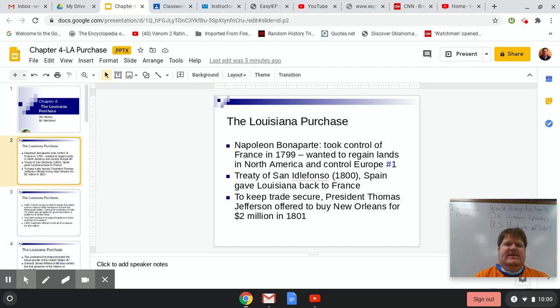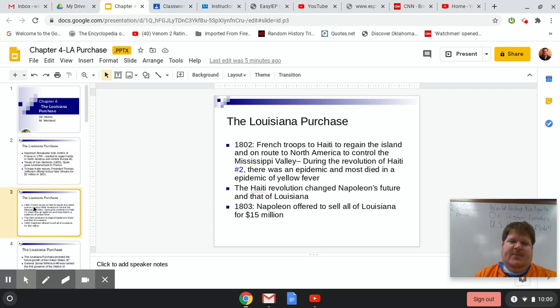So he sent Robert Livingston to France to make this deal, and Robert Livingston went there and tried to buy it, but unfortunately he failed. He wasn't the best negotiator. But in 1802 a stroke of luck would ultimately happen for the United States because the French were dealing with the revolution of Haiti. And that is your answer. Number two is revolution of Haiti right here.